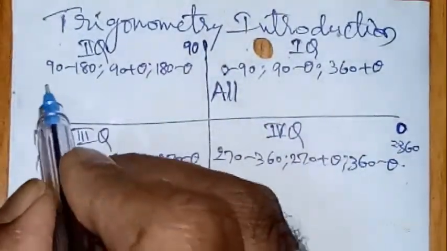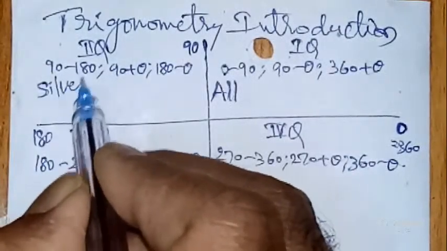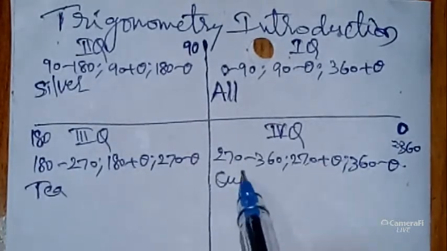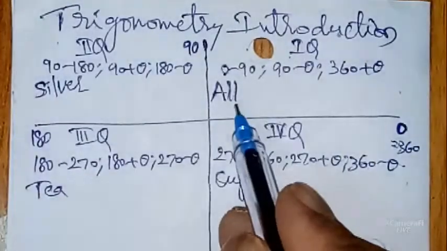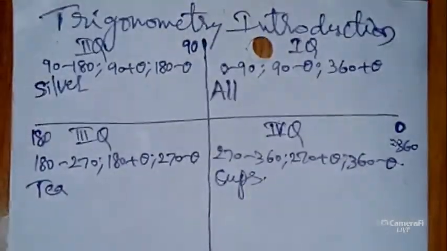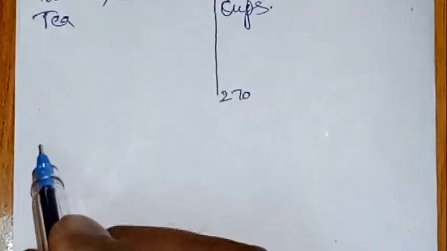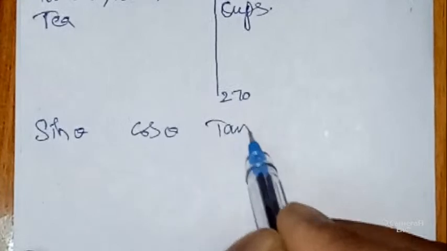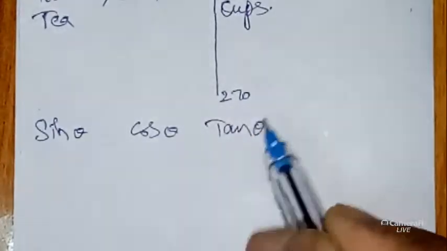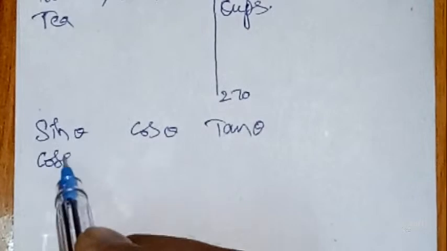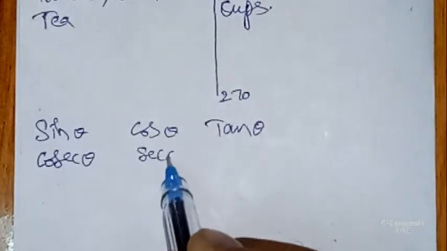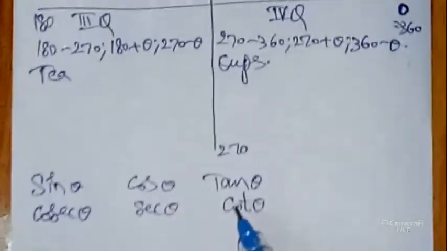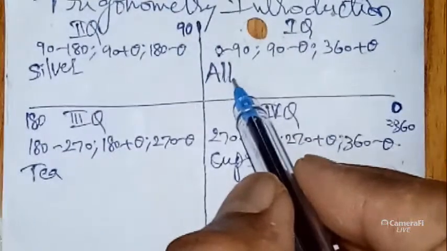So, all silver tea cups. All means we are having 6 angles: sin, cos, tan, and for these three values, the reciprocal values, which I wanted to write down: cosecant theta, secant theta, cot theta. All these 6 are positive in the first quadrant.